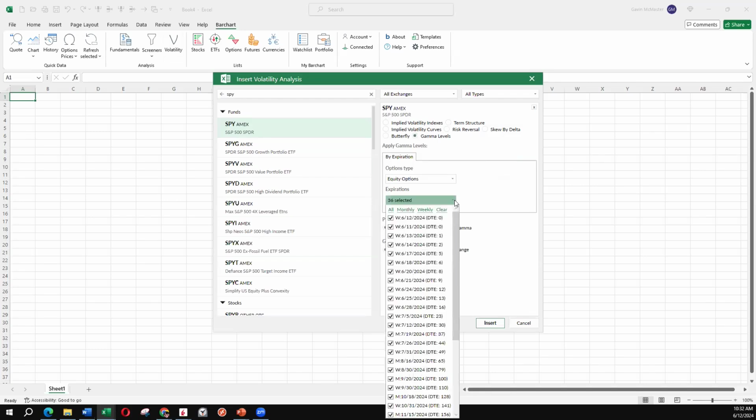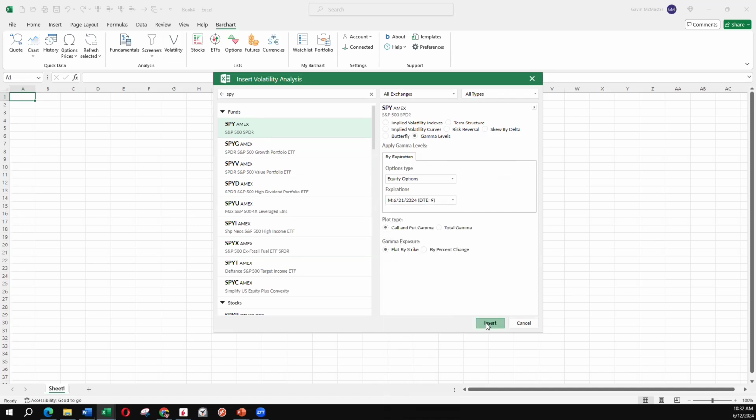We can look at all expirations, or in this example, I'm just going to look at the regular monthly expiration for June. And I'm just going to switch to total gamma as well. I prefer to view the total rather than the call and put together. And I'll just hit insert to bring in the data.